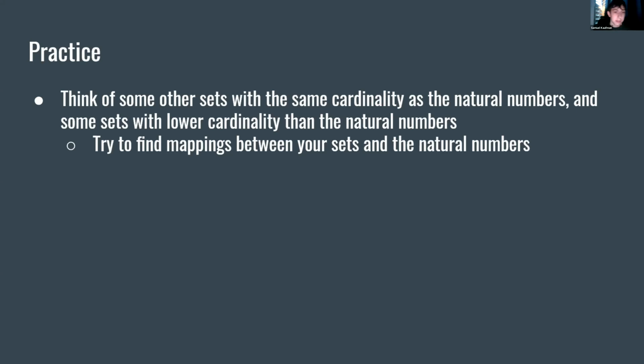Yeah, so Andy says the odd numbers, and that's right, that is a countably infinite set. Can anyone tell me how you might map the natural numbers to the odd numbers? You can do it mathematically, or you can just do the way where you list both lists and show that they're countably infinite that way.